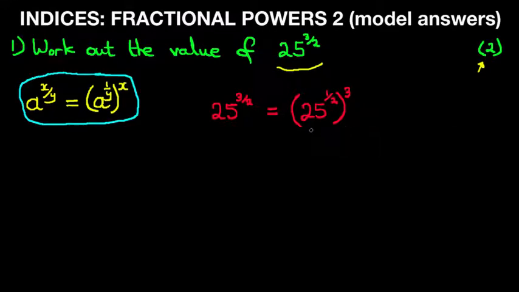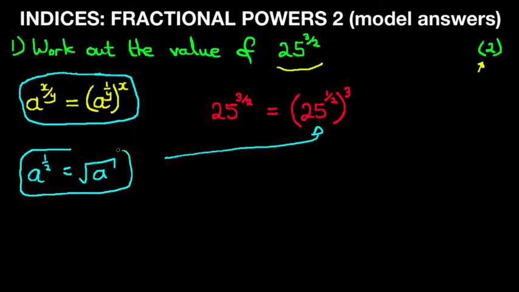Now let's have a look at this 25 to the power of a half. Now we can use another formula for this, where we have a to the power of a half. This simply equals the square root of a. So this is the second formula that we will be using. So this becomes the square root of 25 to the power of 3. Now we know that the square root of 25 is 5. And we still have the power of 3. We don't need the brackets anymore.